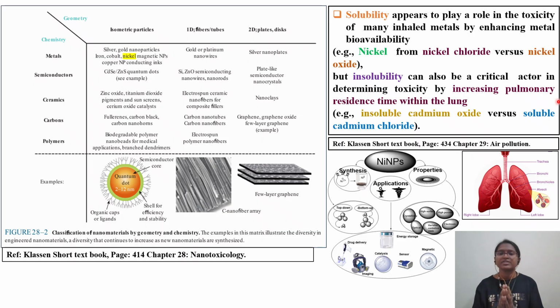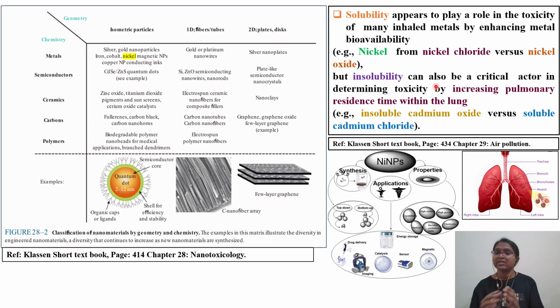Then we'll discuss solubility. Based on the solubility of this particular nickel, highly soluble or less soluble. Nickel appears to play a role in the toxicity of many inhaled metals by enhancing metal bioavailability. So solubility is very important, one of the physicochemical properties which will decide this. Those nickel salts which are highly soluble will increase the solubility. Example, nickel from nickel chloride versus nickel oxide.